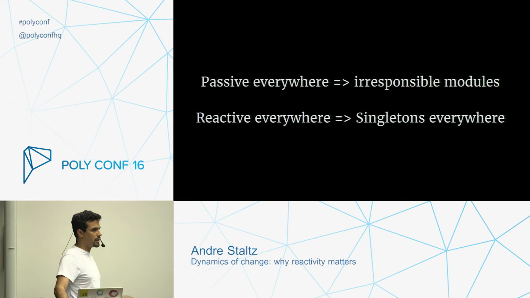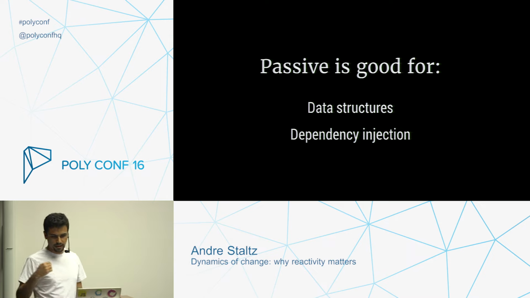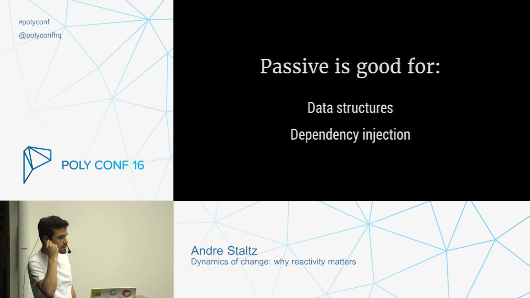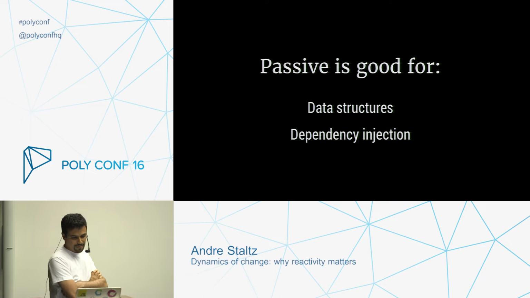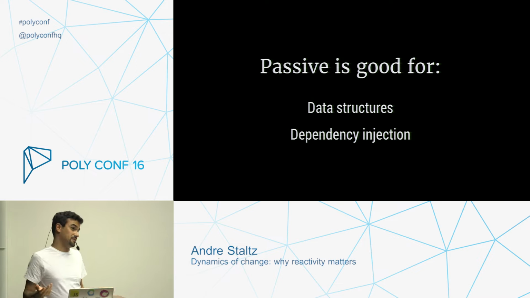And it turns out that while we were doing reactive everywhere, we missed out on something nice about passive programming: it's really good for data structures, whether mutable or immutable. For instance, list.sort is a passive programming thing because the list is just sitting there waiting, and then you can kick it, say sort, and it sorts itself. It's also really good for dependency injection because you can say, depend on this, and then it depends on that.